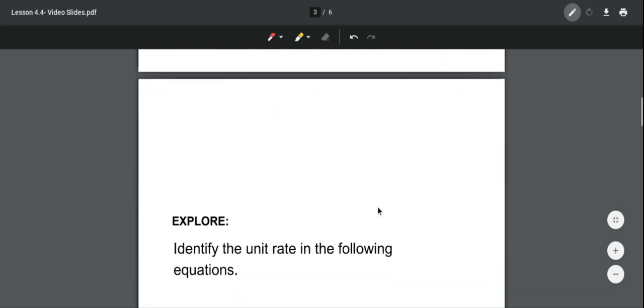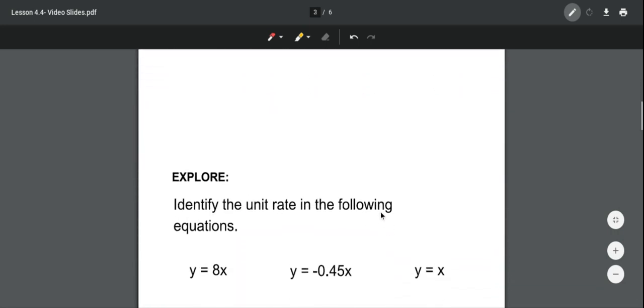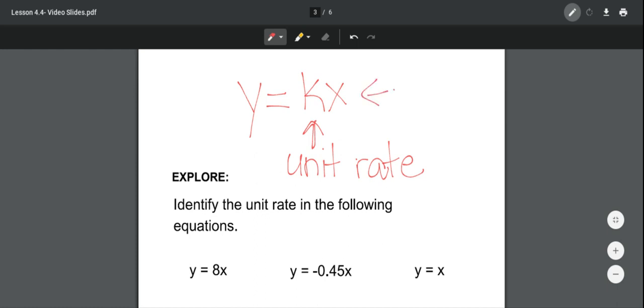So let's apply this to particular equations. When we want to find the unit rate, we are looking for k. So let's rewrite the basic equation again. Y equals kx. We know that k, the constant of proportionality, is also known as your unit rate. So let's compare our basic equation with each of the ones represented below.